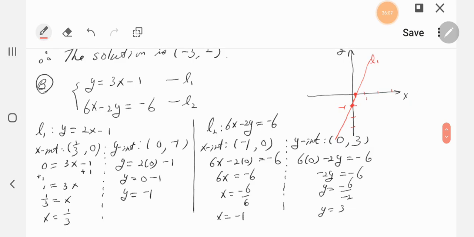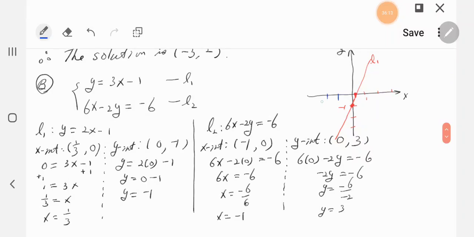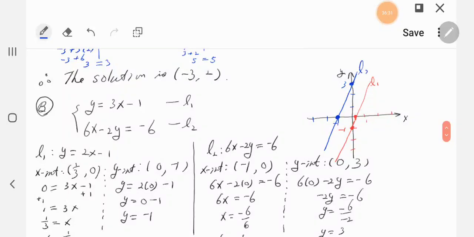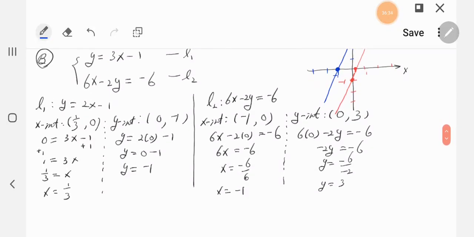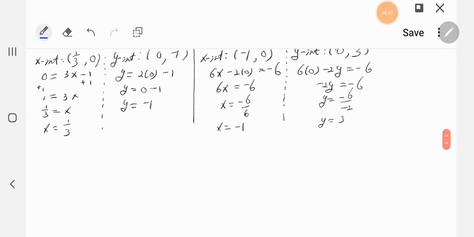Okay, line 2. The x-intercept is negative 1, 0. Negative 1, negative 2, negative 3. So negative 1, 0 is the x-intercept. And the y-intercept is x equals 0, y equals 3. 1, 2, 3. The graph is not accurate. Look at this. It looks like the two lines are parallel, right? How do you know whether two lines are parallel? In this case, it is hard to find the intersection. It looks like line 1 is parallel to line 2.